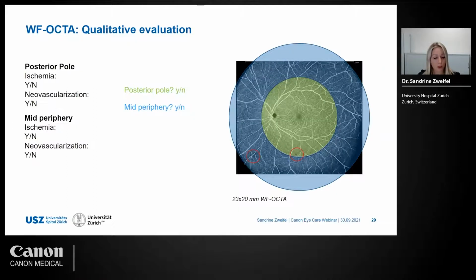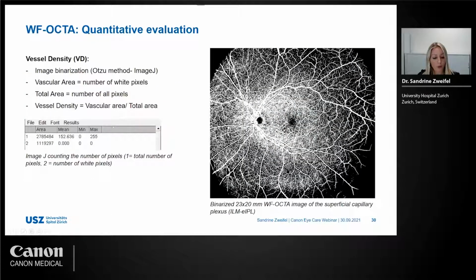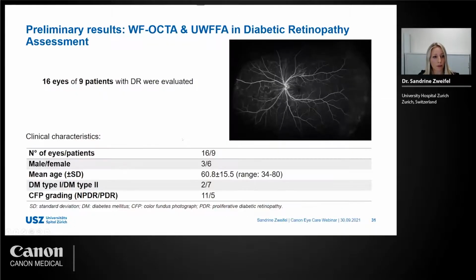We also did qualitative analysis for the widefield OCT angiography. So we looked at non-ischemic area and retinal neovascularization. Of course, this was not only applicable for posterior pole and mid-periphery. We did quantitative analysis of the 23 by 20 millimeter widefield OCTA, similarly, of course, to other studies. But of course, you have to consider here that there are some limitations when you do quantitative analysis, because especially in the periphery here, there may be some artifacts.